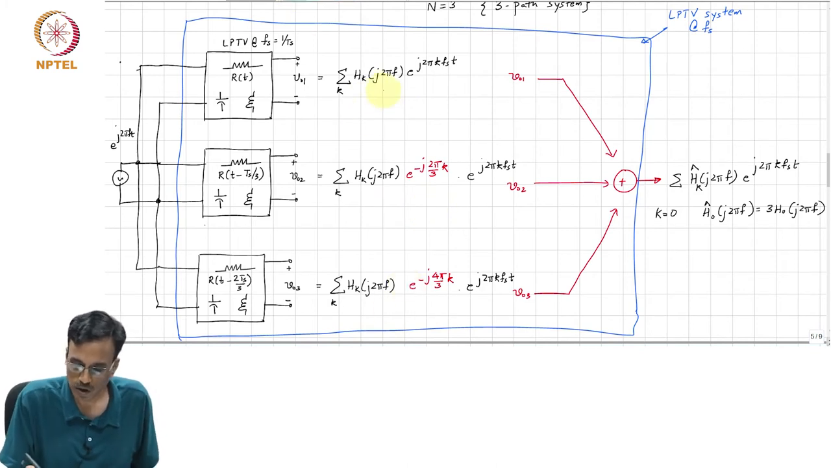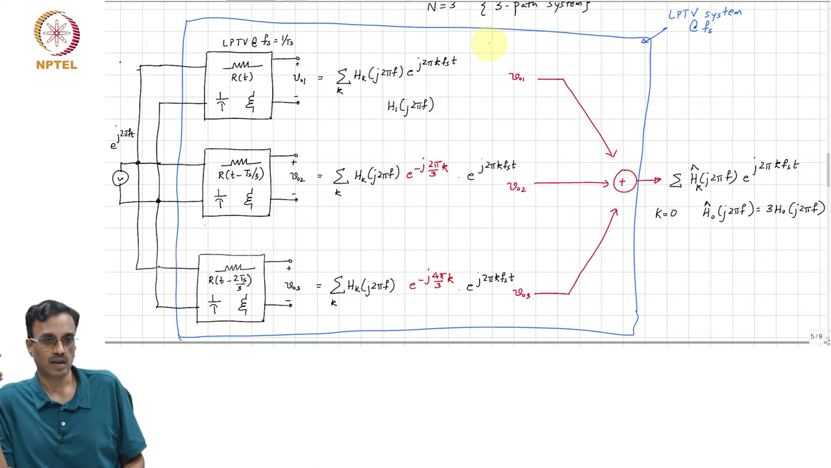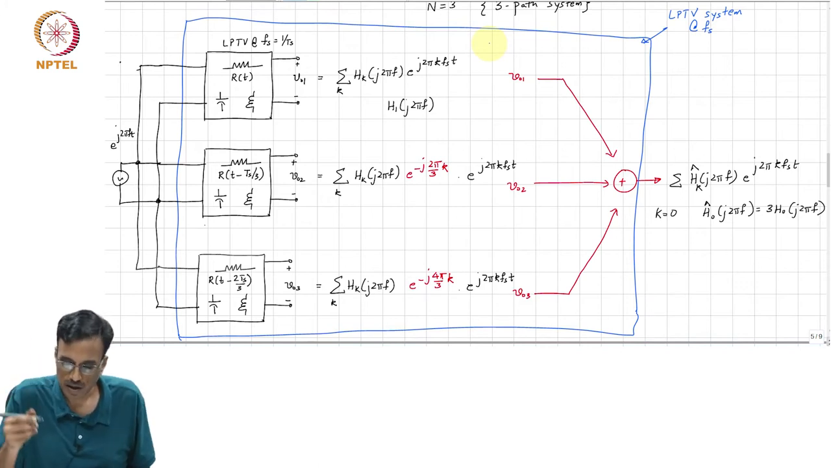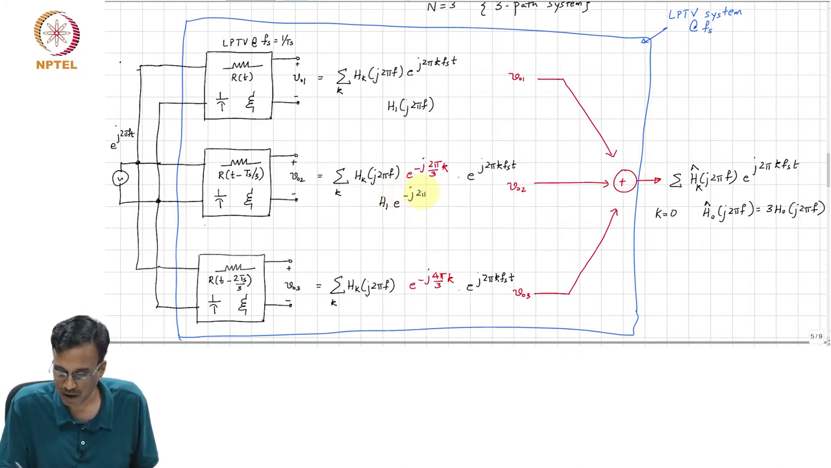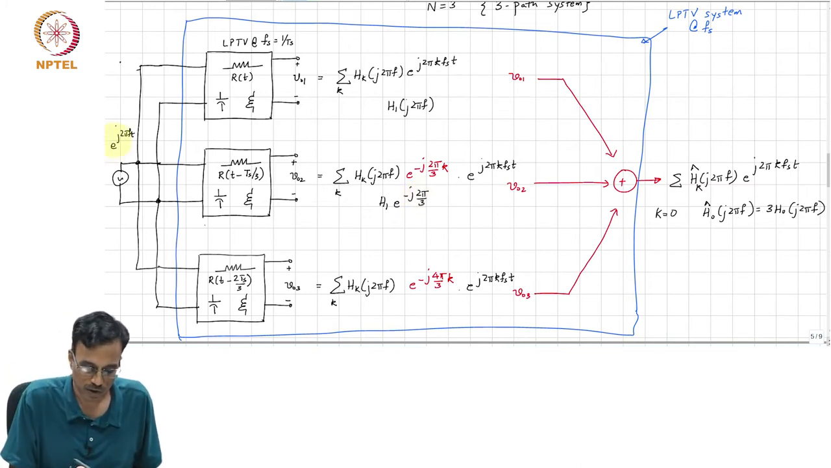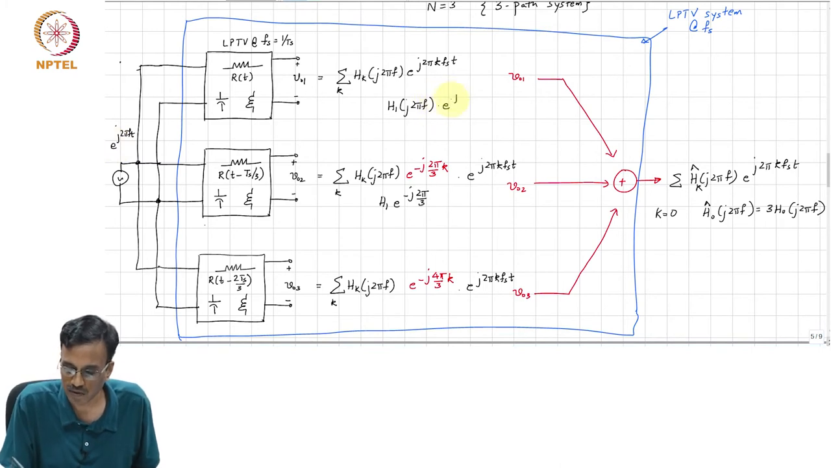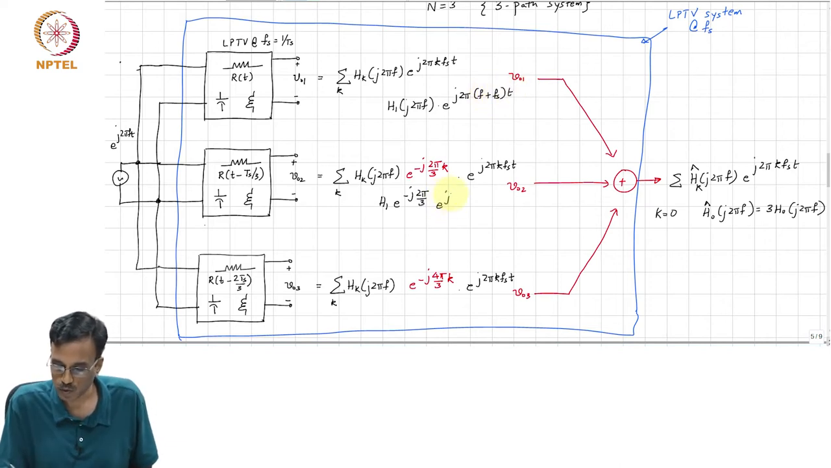Now, let us see what happens. So, for the first harmonic transfer function, what you get here is H 1 of j 2 pi f times e to the j 2 pi f s times t plus f. What you get here is H 1 e to the minus j 2 pi by 3, right. So, in other words, if you put e to the j 2 pi f t here, what you get is H 1 times this, e to the j 2 pi f plus f s times t, and what you get here is H 1 e to the minus j 4 pi by 3 e to the j 2 pi f plus f s times t.